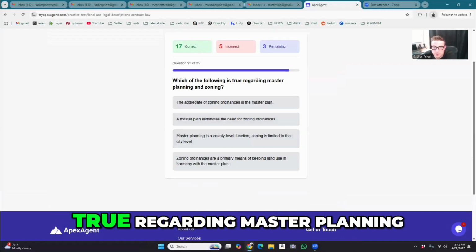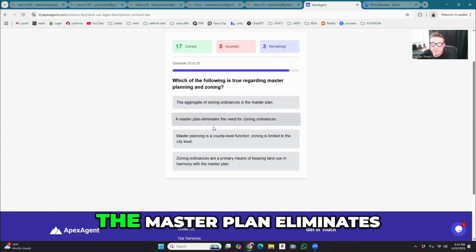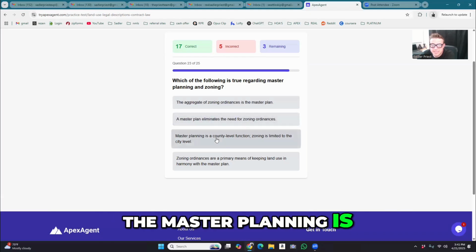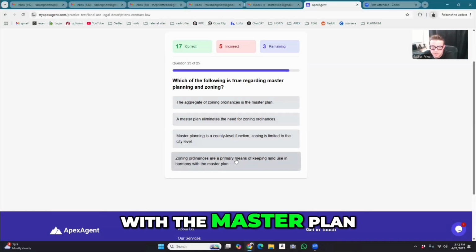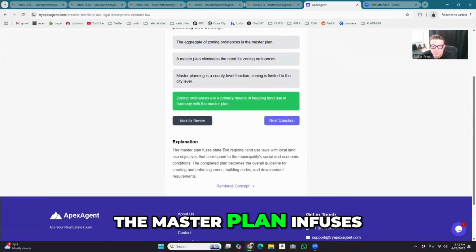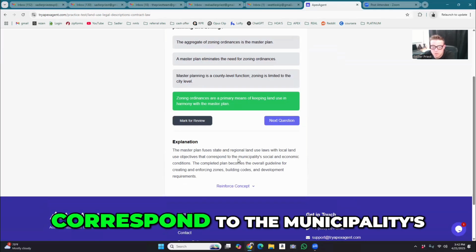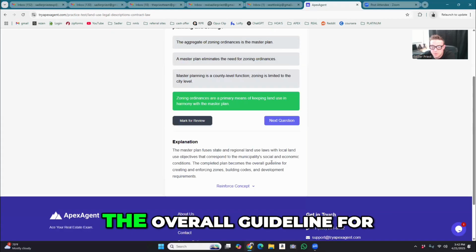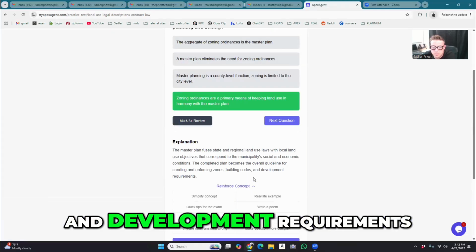So mutual. Which of the following is true regarding master planning and zoning? The aggregate of zoning ordinances is the master plan. The master plan eliminates the need for zoning ordinances. The master planning is a county level function. Zoning is limited to the city level. Zoning ordinances are a primary means of keeping land use in harmony with the master plan. It's this one here. The master plan fuses state and regional land use laws with local land use objectives that correspond to the municipality's social and economic conditions. The completed plan becomes the overall guideline for creating and enforcing zones, building codes, and development requirements.